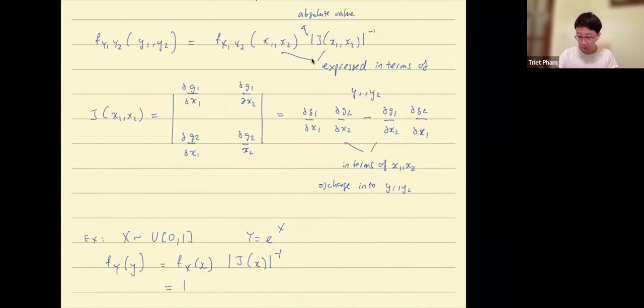What about the Jacobian? Here the function is e to x. So the Jacobian of x is partial e to x over partial x, which is e to x, which is already positive, right? Because e to x is positive. So we don't need to take the absolute value. But it's 1 over that. So it's e to minus x, right?